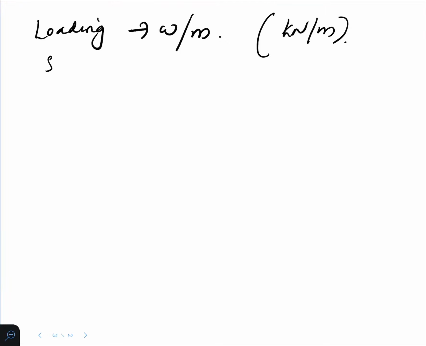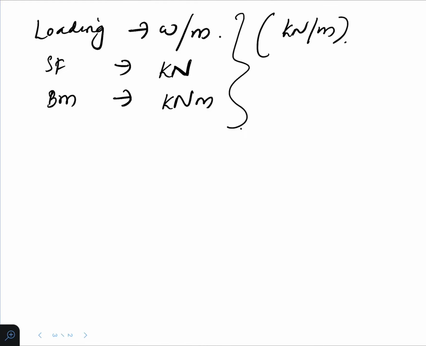First, loading. We represent loading as W per meter run, so its unit will be kilonewton per meter. Shear force is the total sum of forces, so it will have the unit kilonewton. And bending moment has the unit kilonewton meter, that is force into perpendicular distance. So from this we can simply write: kilonewton meter divided by meter will give you shear force, whose unit is kilonewton, and kilonewton divided by meter will give you loading.